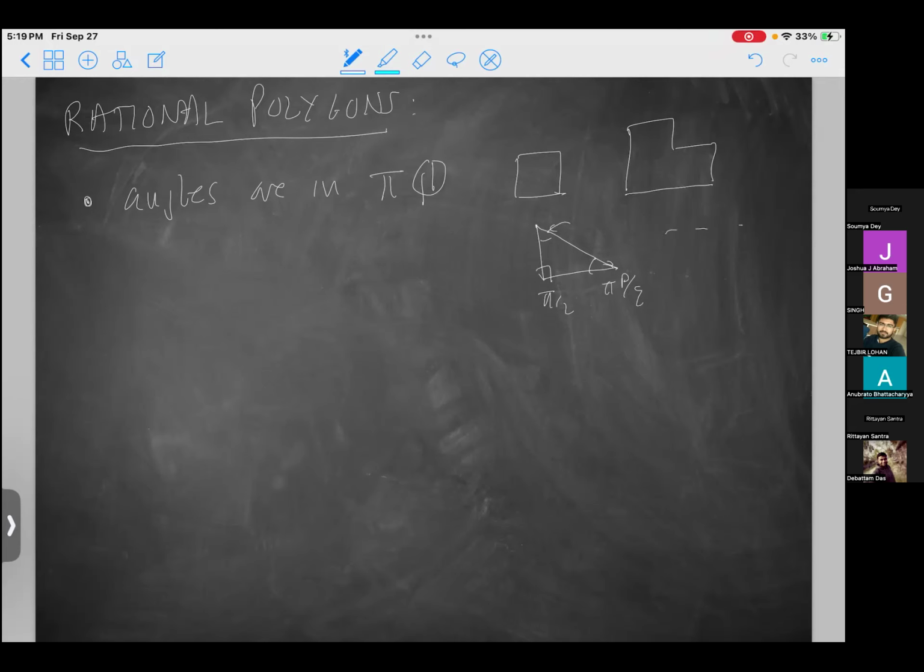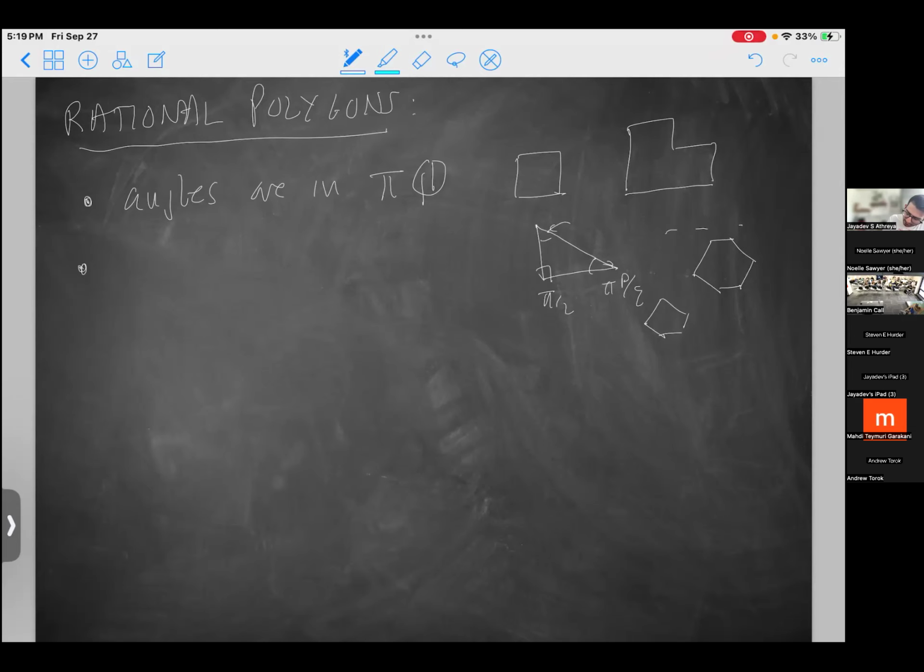etc. You could take a regular n-gon. So you could take a hexagon or a pentagon. All of these are rational. And what's cool about rational polygons is they have the following. In fact, this is an equivalent characterization.